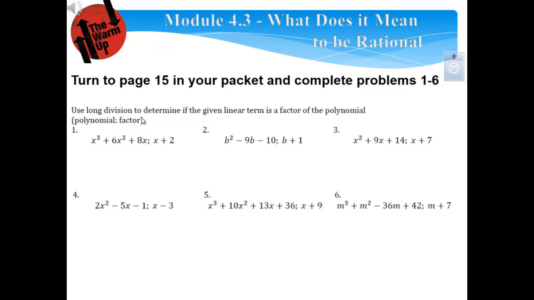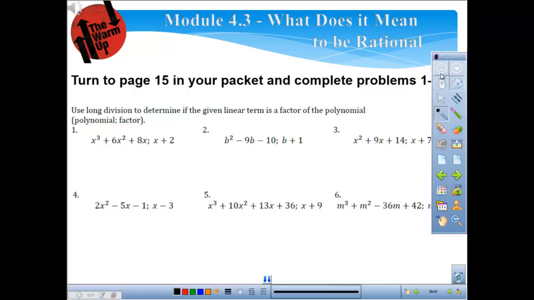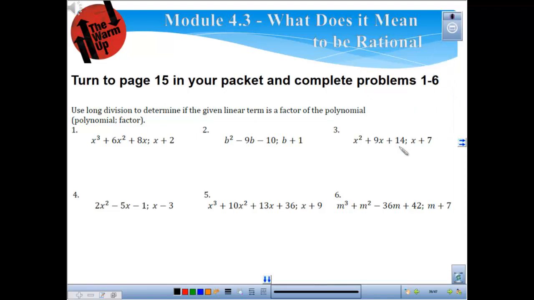So it says use long division, and it's been a while since we used long division, so I'm going to give you guys the first example, and then I want you guys to try the other ones by yourself. It says use long division to determine if the linear term is a factor. Now, if something is a factor, that means that, well, will it have a remainder? No, the remainder will be 0, right? So that's what we're basically looking for.